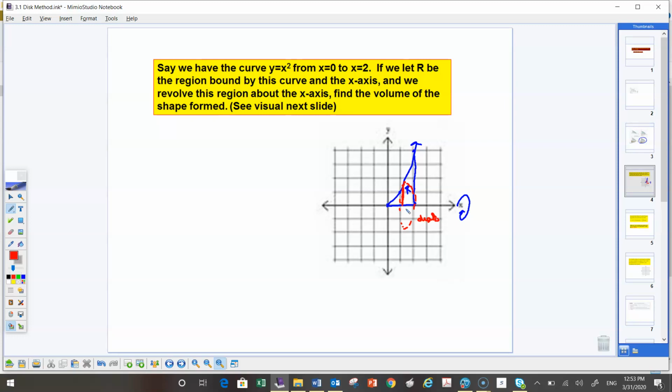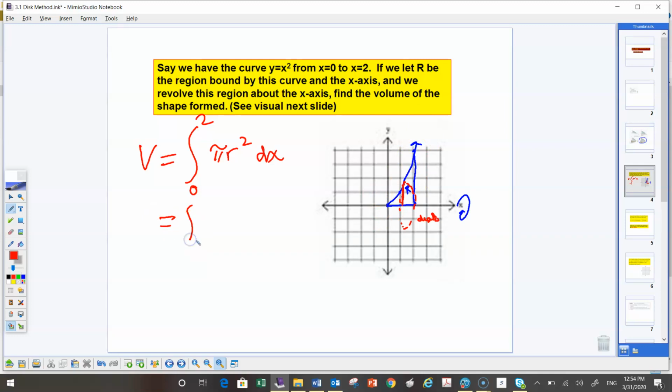So to find the volume, the volume of my region is going to be the integral going from 0 to 2, because that's where I'm drawing my slices from. And the object that I form when I rotate one slice of my region R around the x-axis is a circle. So my equation for the area of one circle is pi r squared. And I'm going to be integrating with respect to x because I'm rotating around the x-axis. Now, my radius is simply the length of this slice, and the length of this slice is defined by the function y equals x squared.